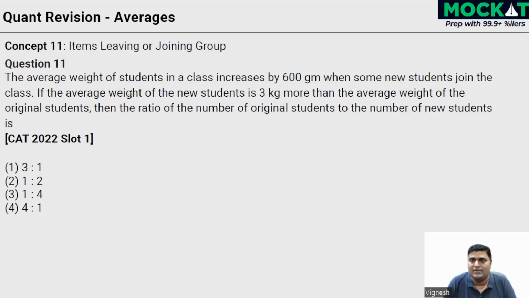So what do we have here? The average weight of the students in the class is going up by 600 grams. And we have the average weight of the new students being 3 kg more than the average weight of the original students. We could use alligation over here. Let the average weight of the original students be A. The average weight of the new students over here is A plus 3. The average weight of the class is now becoming A plus 0.6.